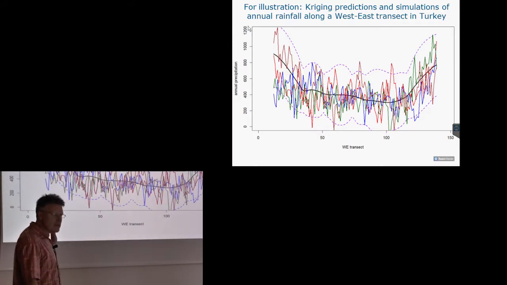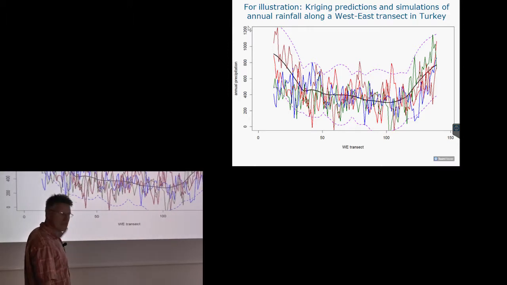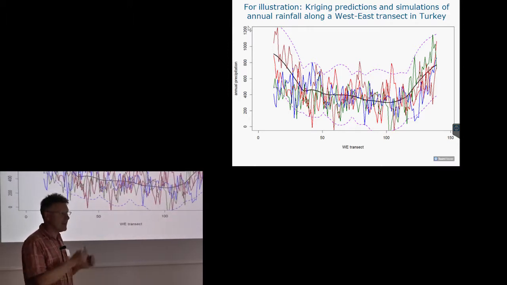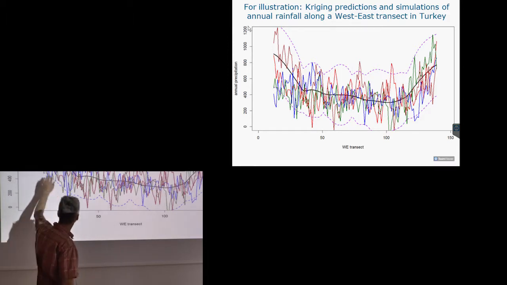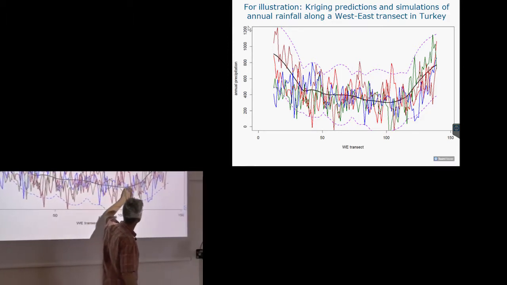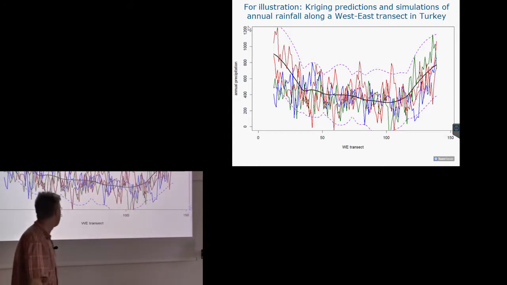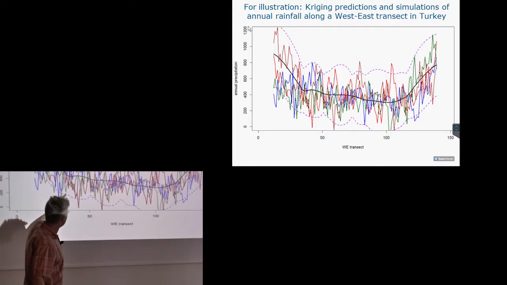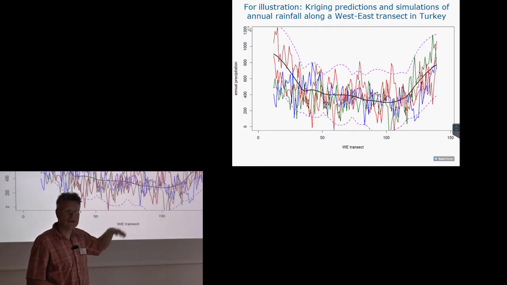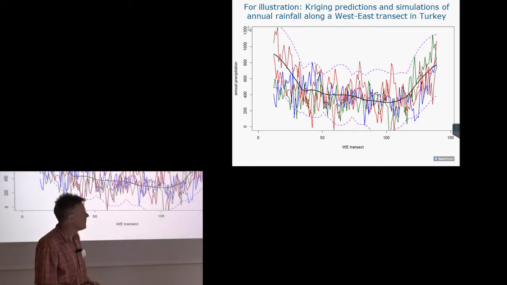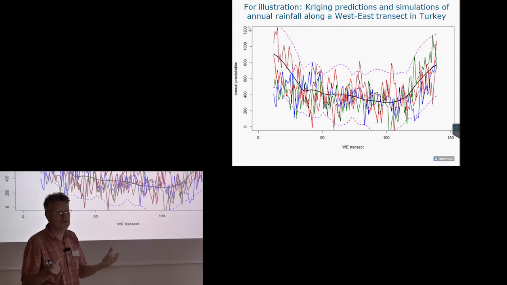So we took a transect through Turkey and we plotted the annual rainfall at each and every location along that transect using kriging, because we had meteorological measurement stations in Turkey and we interpolated using kriging. The kriging line is the black line over here. Kriging produced a smooth version of the reality. The dashed purple line is plus or minus the kriging standard deviation, or maybe plus or minus two kriging standard deviations.